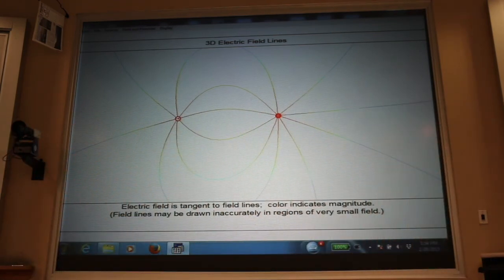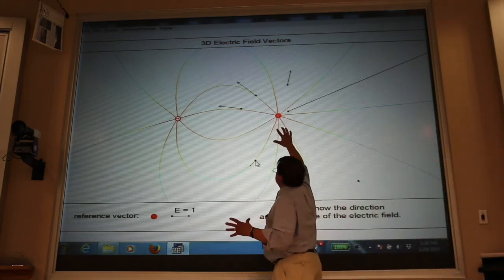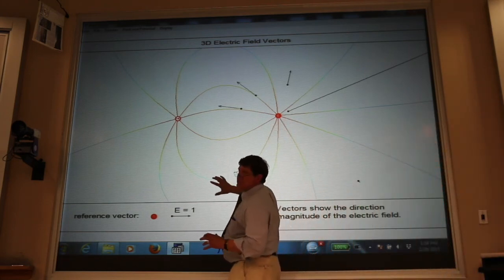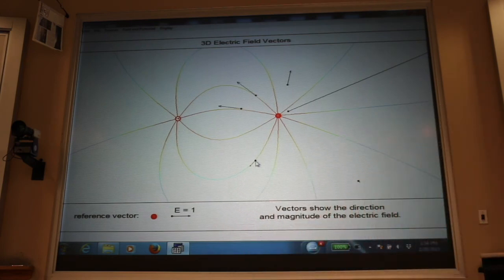If I go back to the vectors, where the field lines are close together, I get a big vector. Where the field lines are far apart, I get a smaller vector. Where they're really far apart, I get a teeny vector. But those vectors are always tangent to the field lines. And so these field lines paint a picture. I know it's stinky here. It's not stinky there. And I know the direction of the field. Now, questions about those field lines.